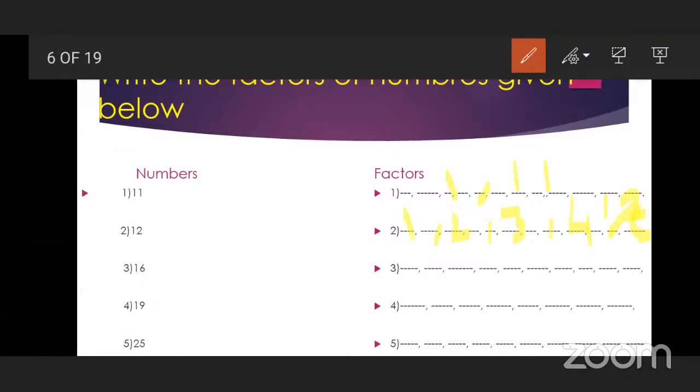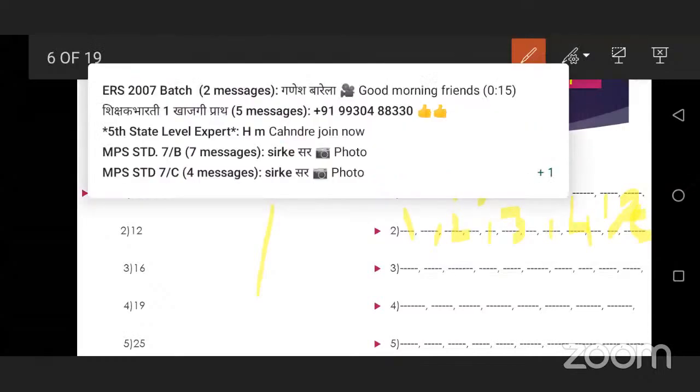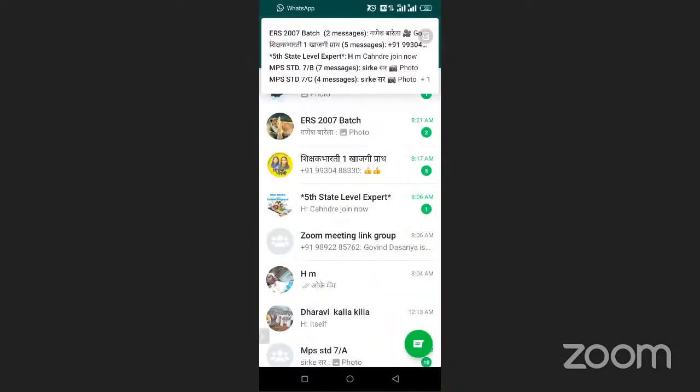You have to copy in your notebook 16, 19 and 25. In this way you have to write the factors. So these are some examples of prime numbers and composite numbers.